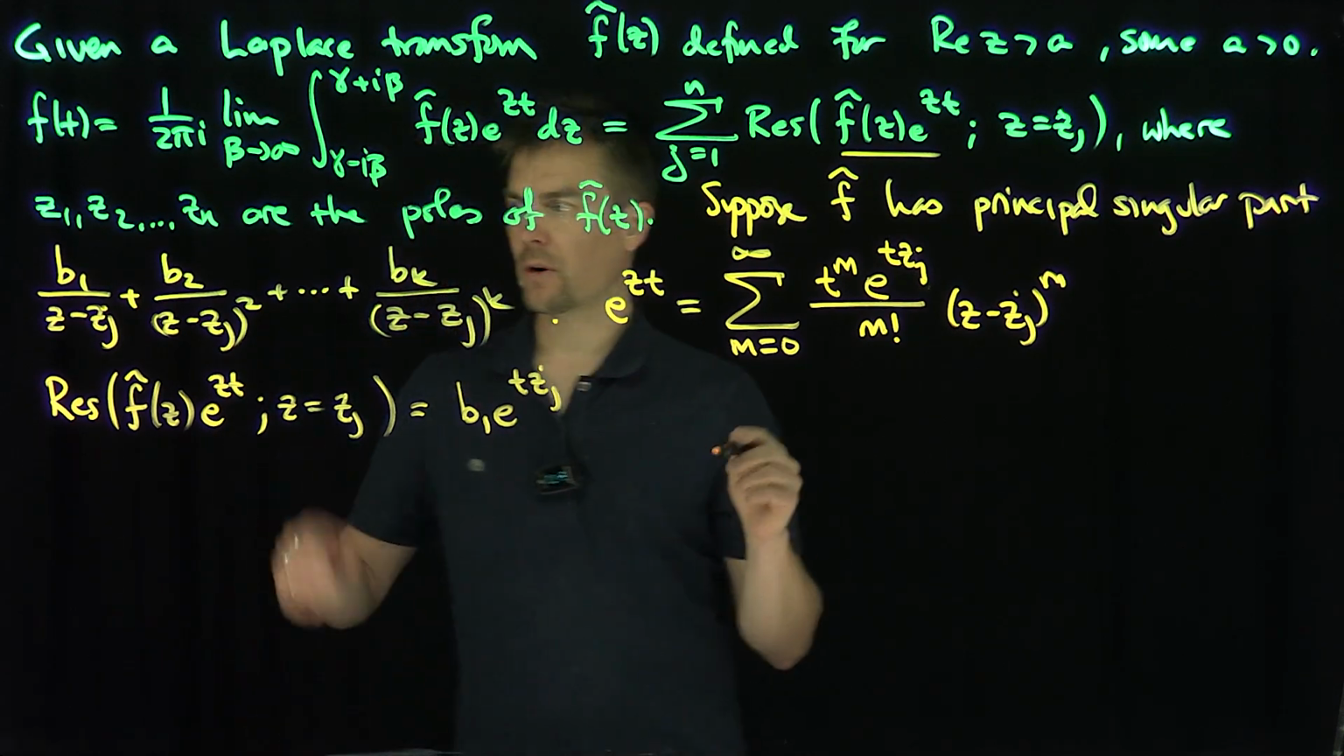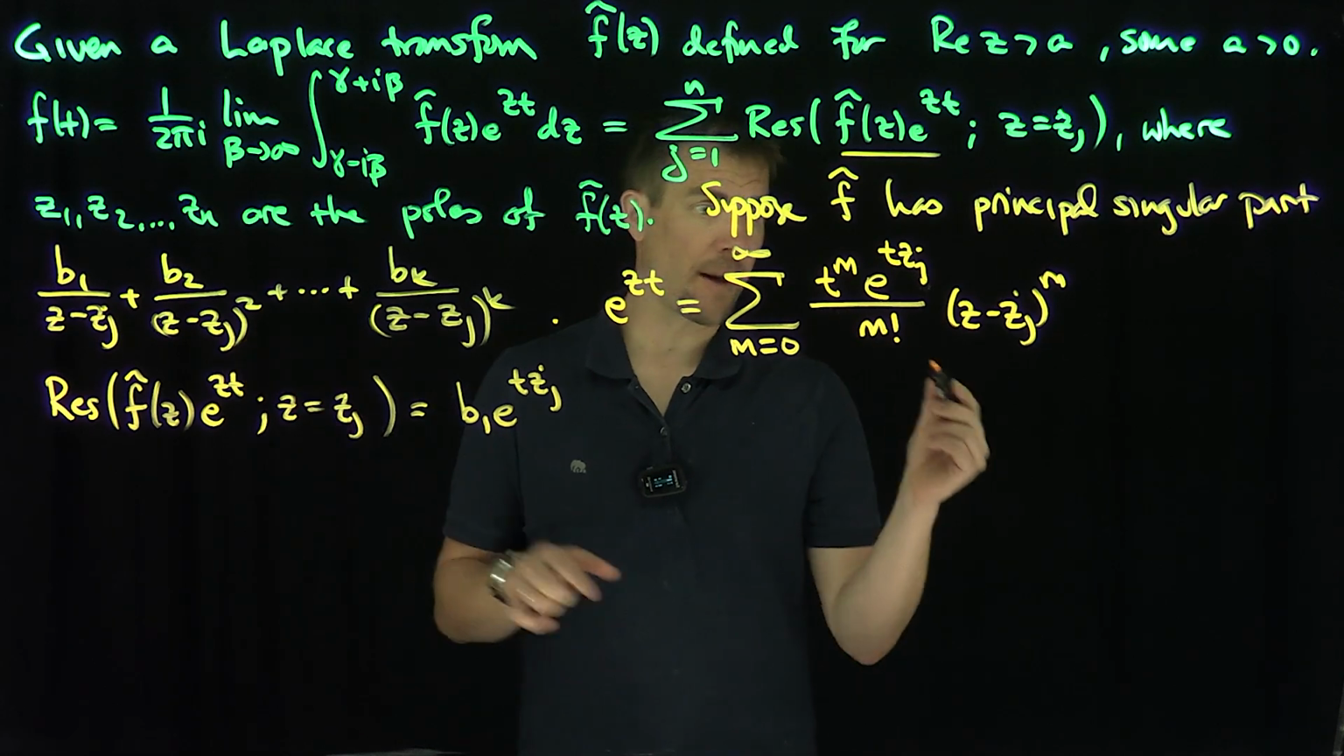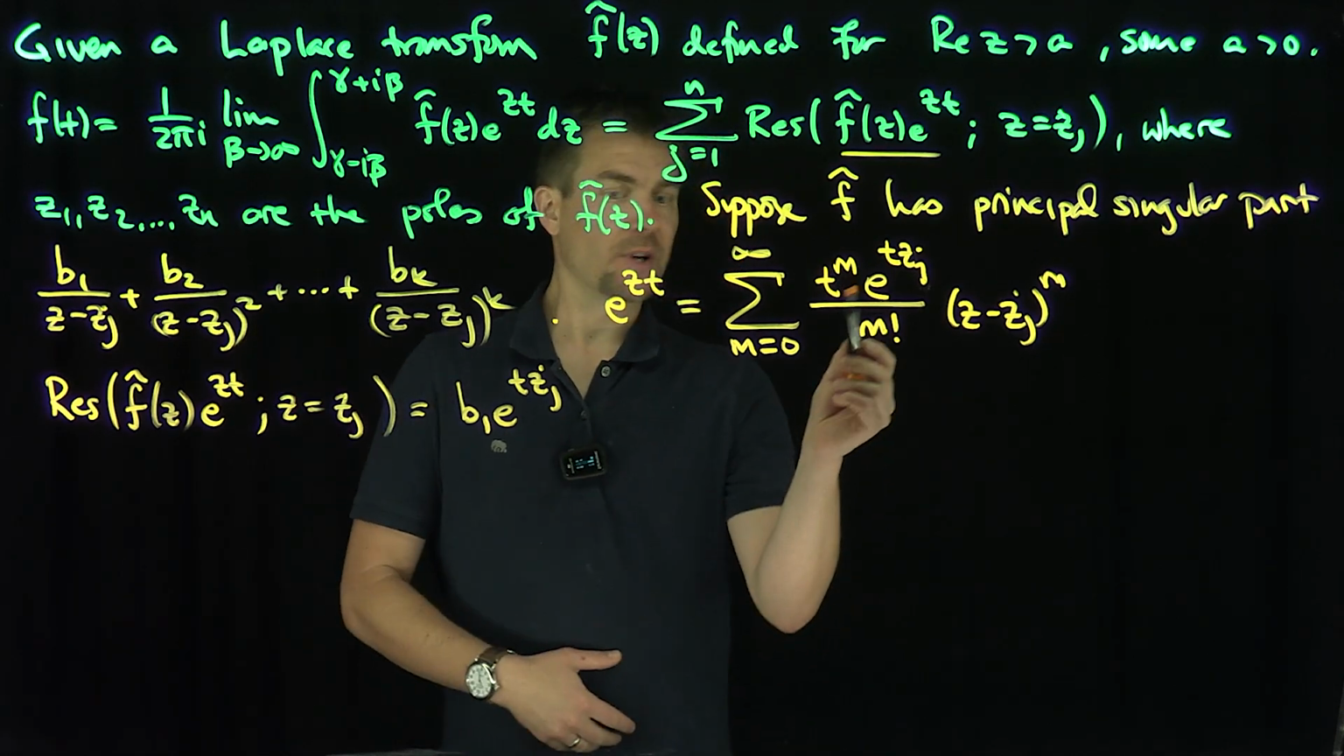And then what will the next term be over here? Now, to hit this b2 term, I need 1 power of m, right? So I need a t to the power m with m equals 1. So if m is equal to 1, what are we going to get?